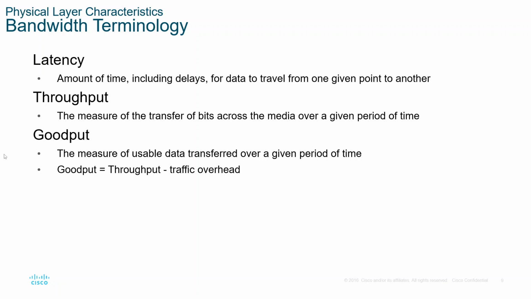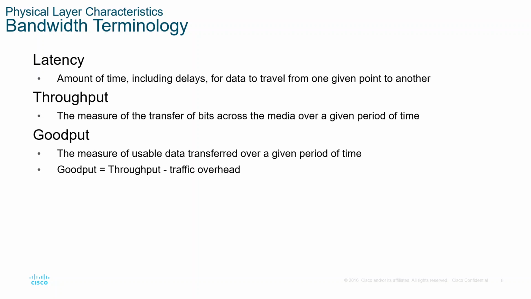The good speed is throughput or the overhead. Latency means anything that slows down the network.